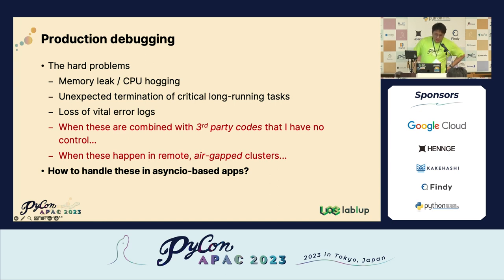So in such cases, we need to be able to do a post-mortem analysis, for example, inspecting the detailed log messages and so on. But this also becomes very difficult when it comes with third-party calls that I have no control over. And when these happen in remote, air-gapped clusters, we don't have real-time interactivity. So how could we handle these kinds of problems?